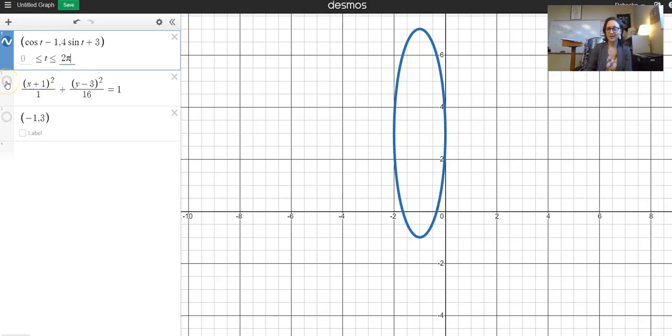Now I'm also going to go ahead and graph what we got when we eliminated the parameter. Oh, there it is, same equation. And this is an ellipse with center (-1, 3). Again, we have gone up 4 and down 4 to get our vertices, and then left and right 1 to get our co-vertices.